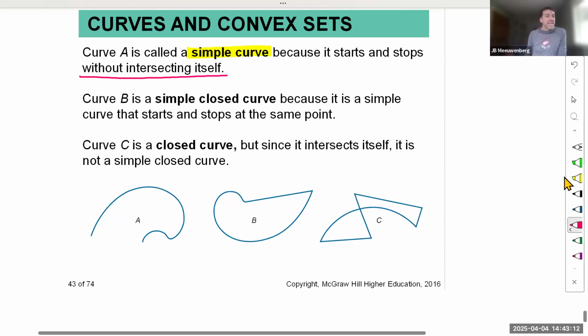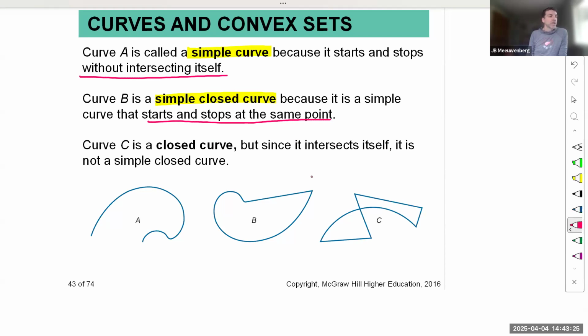Now B is called a simple closed curve. It's also a simple curve, but it does start and stop at the same point. Now curve C is a closed curve, but it did intersect itself, and so it's not a simple closed curve. C is a closed curve, but it's not simple because it intersected itself.